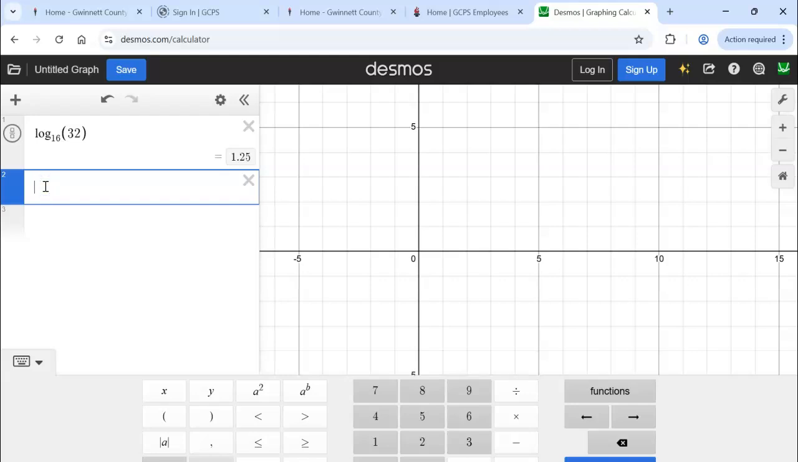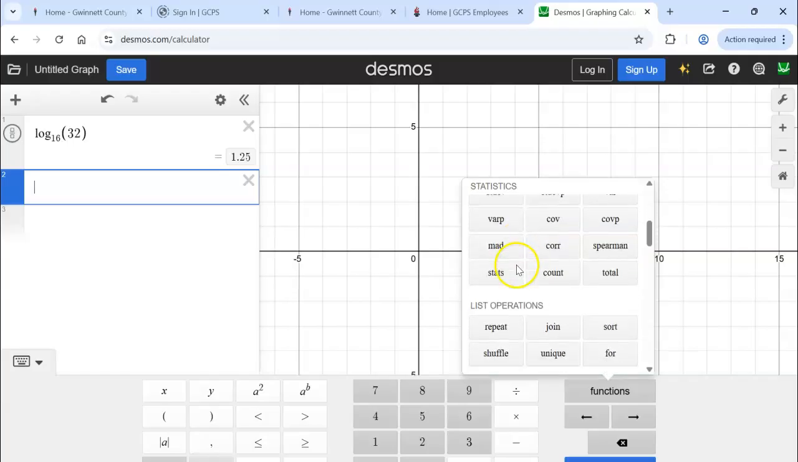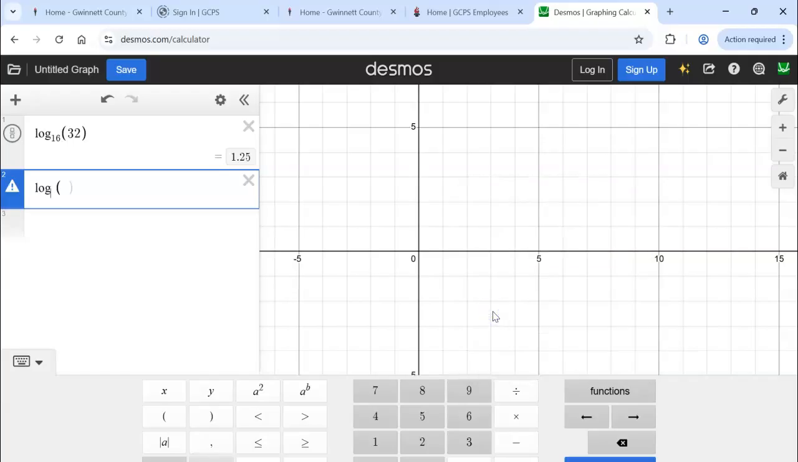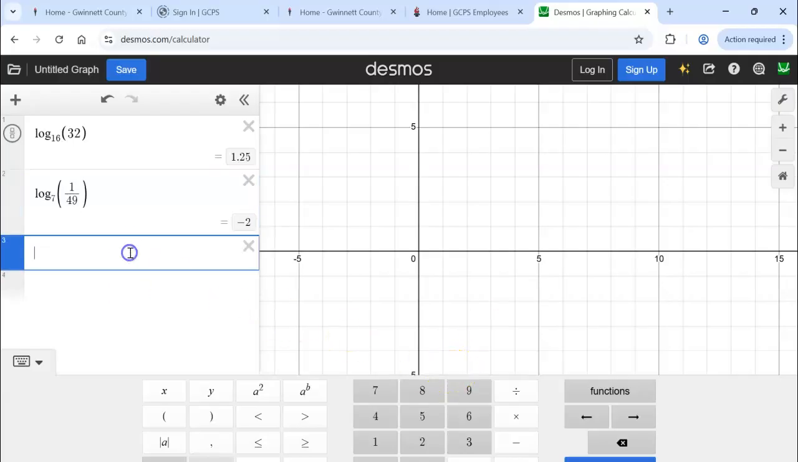I will show you one more. Let's just try number 7. So again, you can go to functions. You're going to go to log 7. On the inside, you are going to have a fraction. So that's 1 divided by 49. Okay.